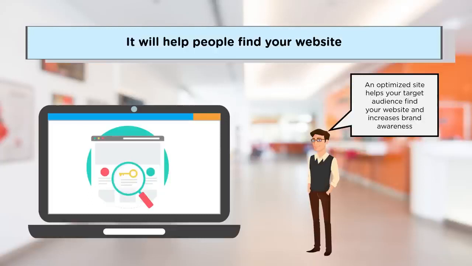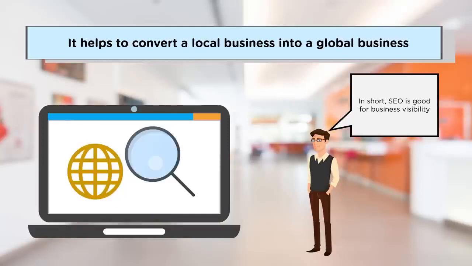So an optimized site helps your target audience find your website, increase brand awareness. So that's the idea. If we can drive traffic to our website from search engines, and multiple traffic, sometimes from the same users, it's going to naturally also increase our brand awareness. People are going to know more about us if we're found in the search engines. And then another benefit here is it helps to convert a local business into a global business.